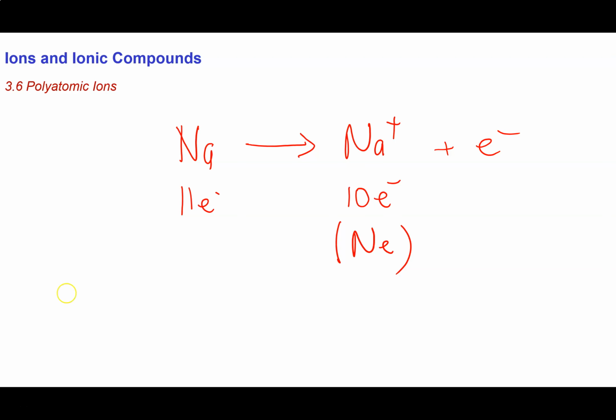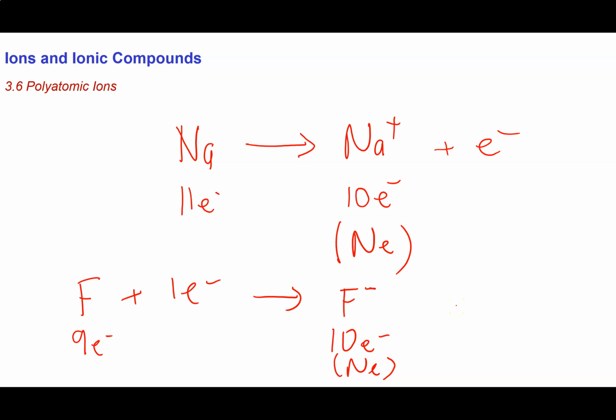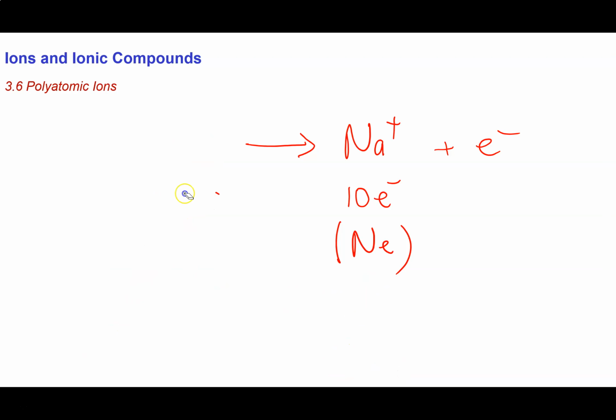Similarly, a non-metal, say something like fluorine, can gain an electron. Fluorine has 9 electrons, so when fluorine gains an electron, it becomes negatively charged. It ends up with 10 electrons, just like neon. It doesn't have to be just the one electron, it can be multiple electrons, 2 or 3 electrons even.